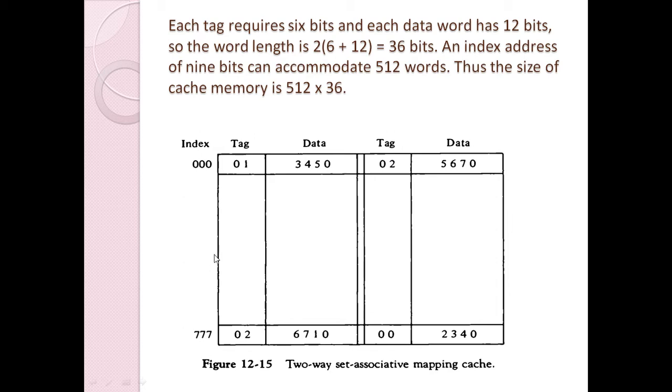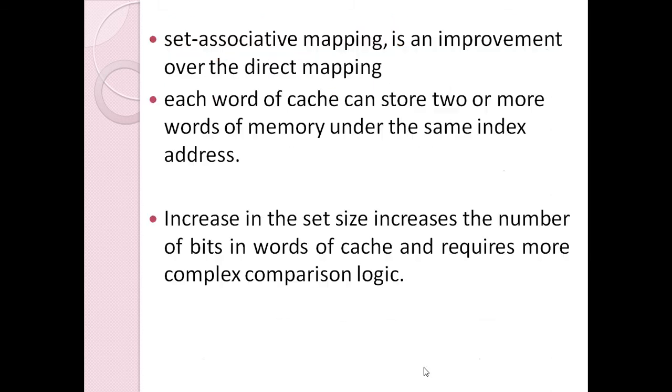The number of words is 512 because this is a 9-bit index. Each tag requires 6 bits and each data requires 12 bits. So the word length is 2 into 6 plus 12, that is 36 bits. The index address of 9 bits accommodates 512 words. Thus the size of the cache memory will be 512 into 36. So this is a two-way set associative mapping. We have provision for storing two tags related to one index.